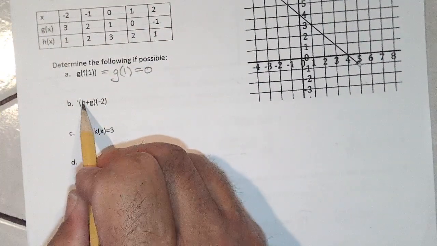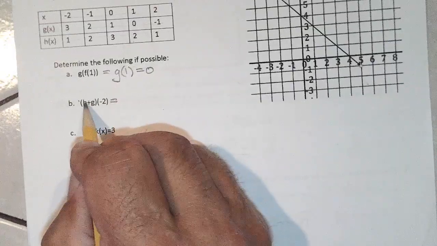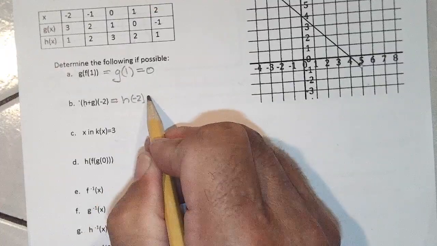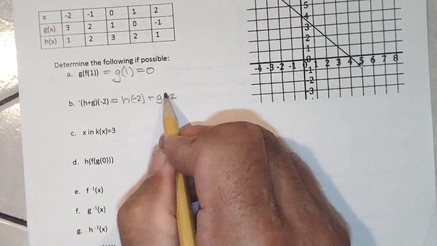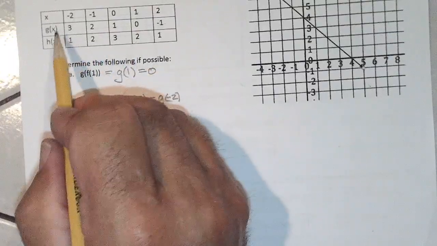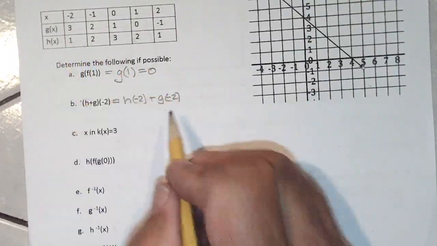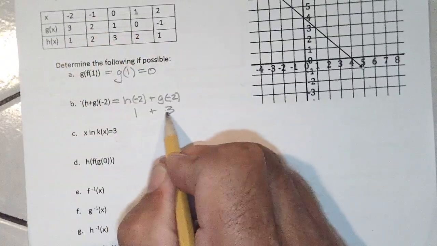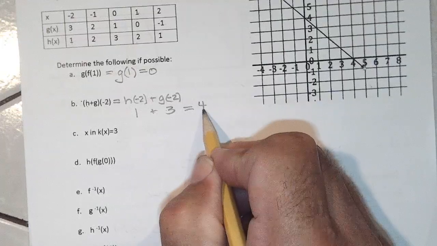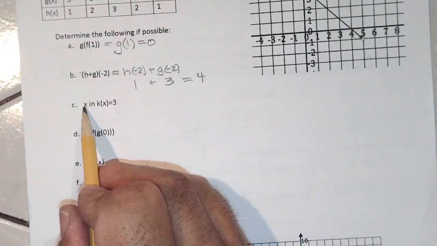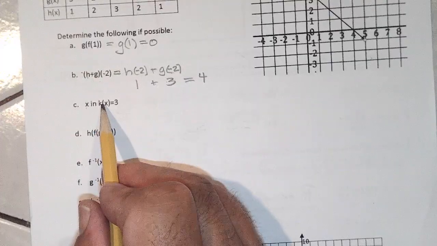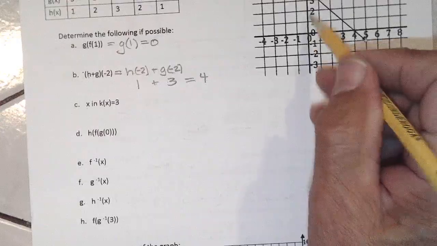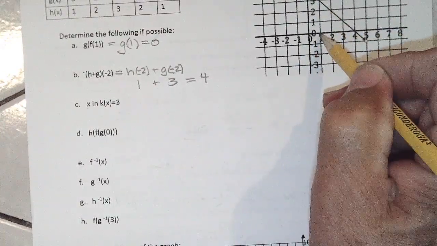This says find h plus g of minus 2. That means h at minus 2 plus g at minus 2. So h at minus 2, h is 1. And at minus 2, g is 3. So 1 plus 3 is 4. This says find x such that the y height is 3 in k. So in k, for the 3, the x is 1.